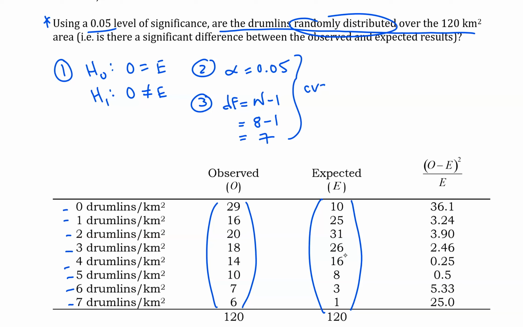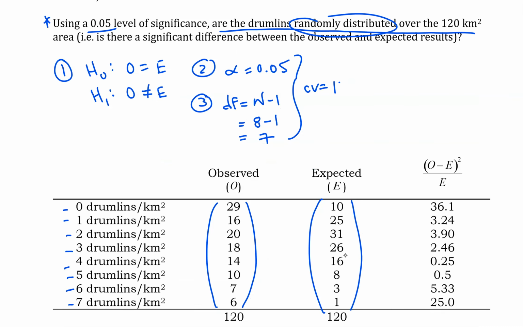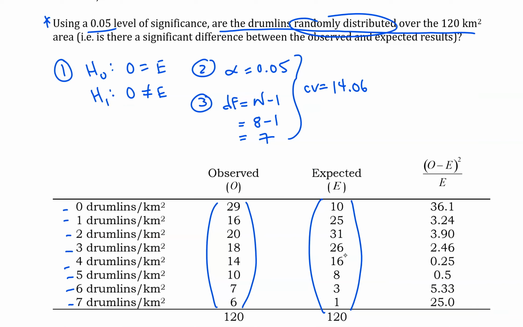Let's use these two pieces of information to find my critical value. So let's go to our chi-squared table: 5% at 7 degrees of freedom gives me a critical value of 14.067. So let's sketch that out. Step 4 is the sketch of my picture. It starts at 0, 14 is up here somewhere, and we have an area of 5% or 0.05.